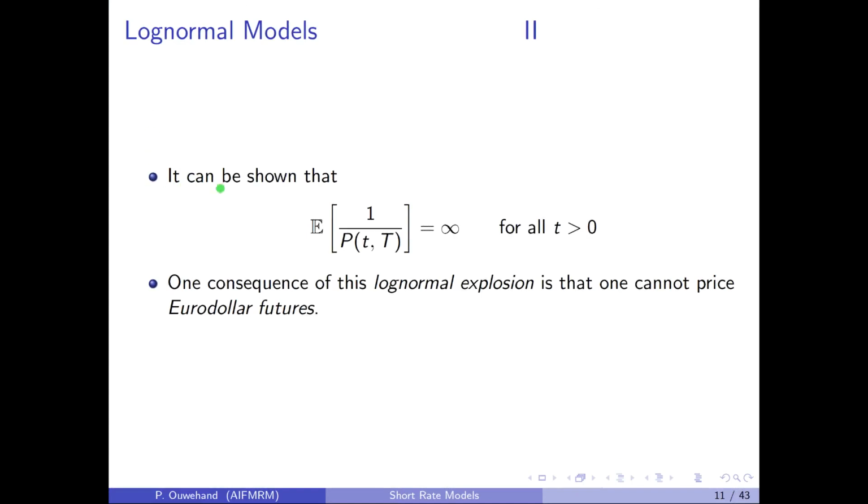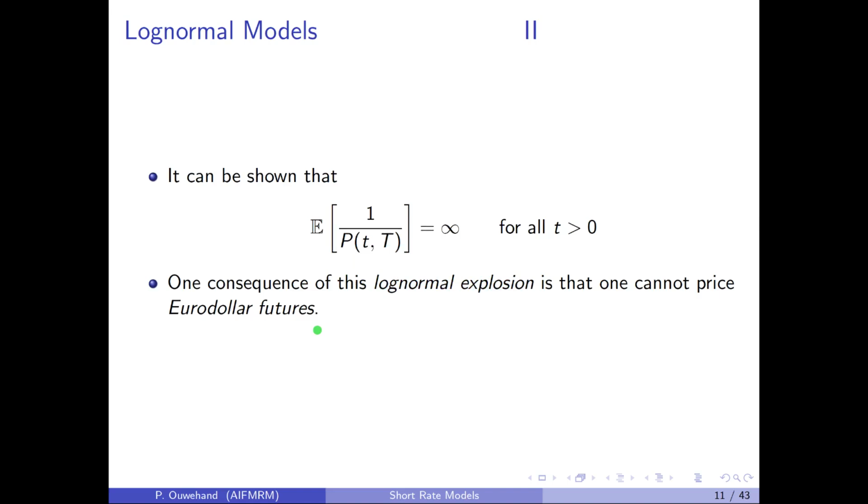Similarly, it can be shown that the expectation of 1 over the price of a zero coupon bond is equal to infinity for all t strictly greater than 0, but of course strictly less than capital T. One consequence of this so-called log-normal explosion is that one cannot price Eurodollar futures, which are a very heavily traded interest rate derivative.